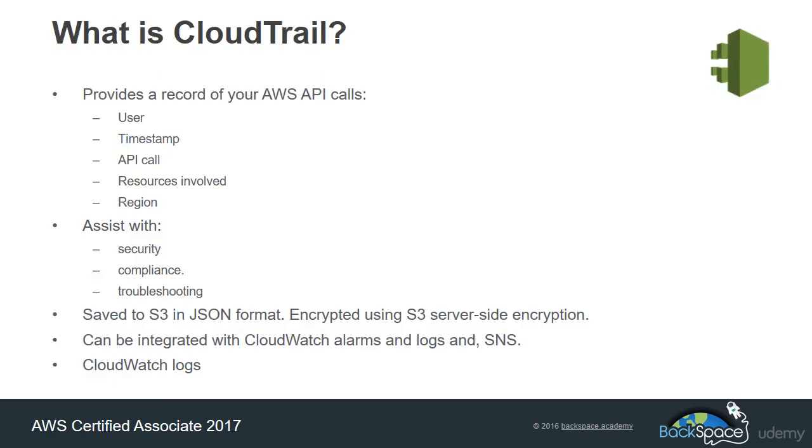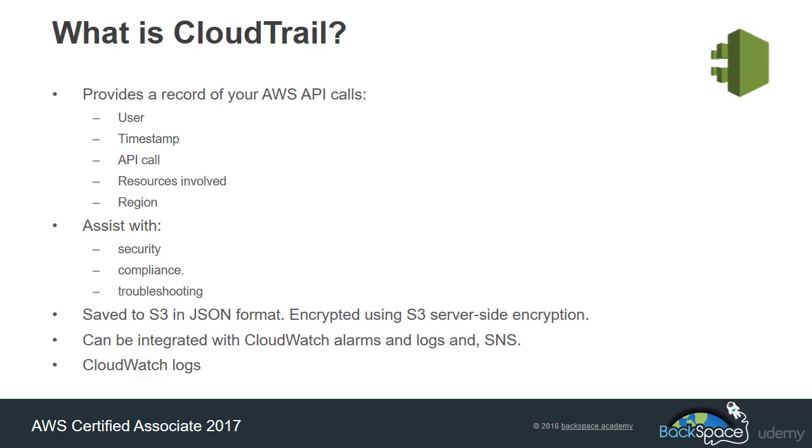CloudTrail provides a record of your AWS API calls. Those calls could come from the command line interface, from someone using the AWS management console, or from an application that is using the software development kit. The CloudTrail record records the user, the timestamp, the actual API call that was made, the resources that were involved, and the region that the call was made to.